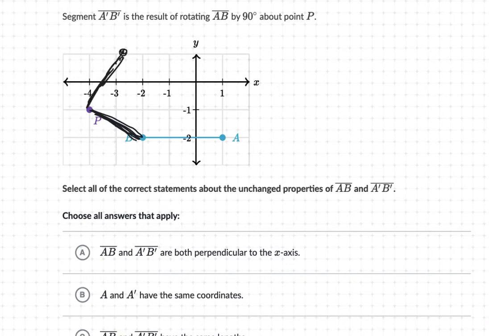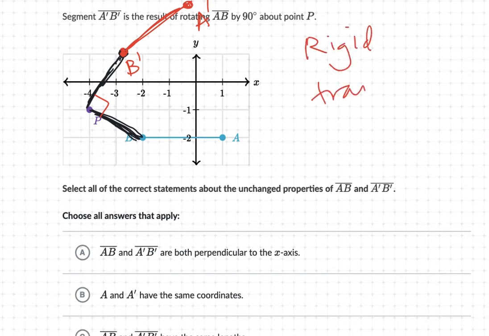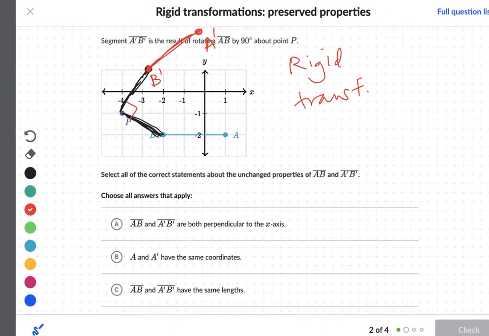So it looks like the original one was here. It got rotated 90 degrees. Let's just say it got rotated this way. So then B prime would be here and A prime over here. Rotation is a rigid transformation, so we know angles and side lengths are going to be the same. Again, we just sketched this out. Let's see what it's asking us.